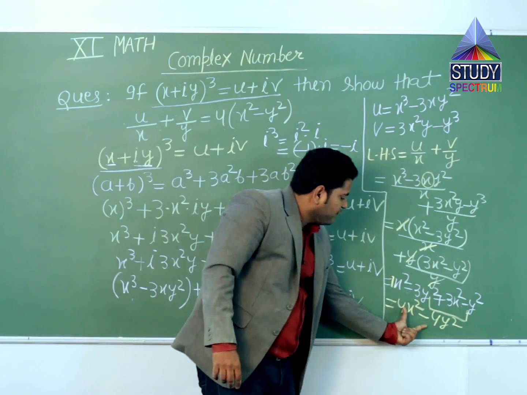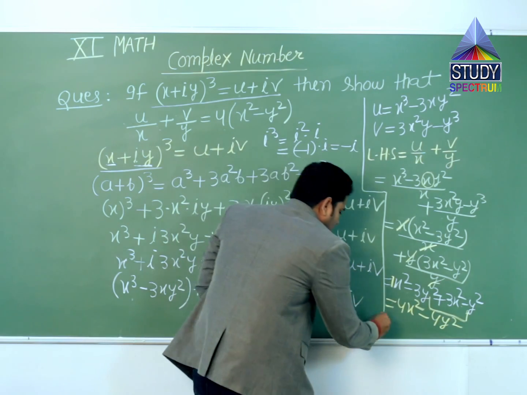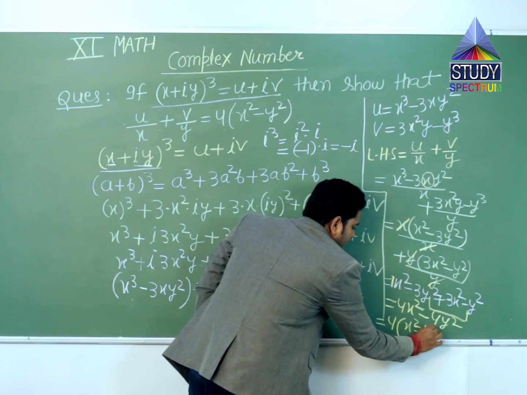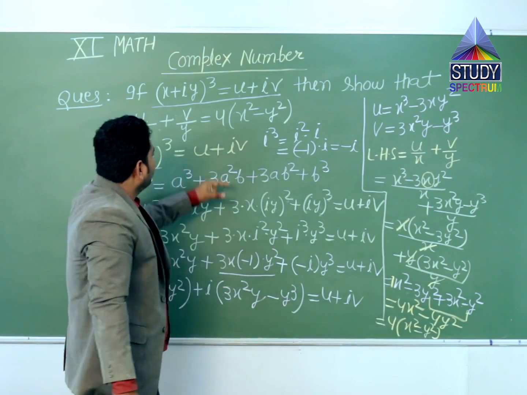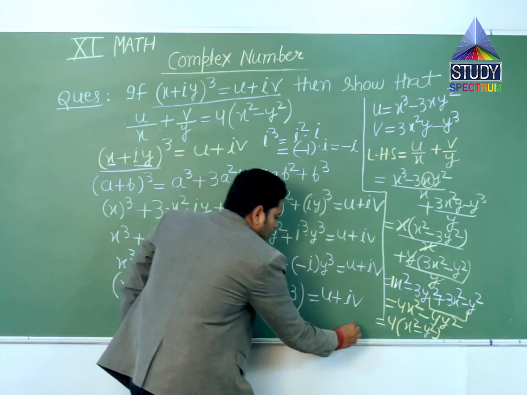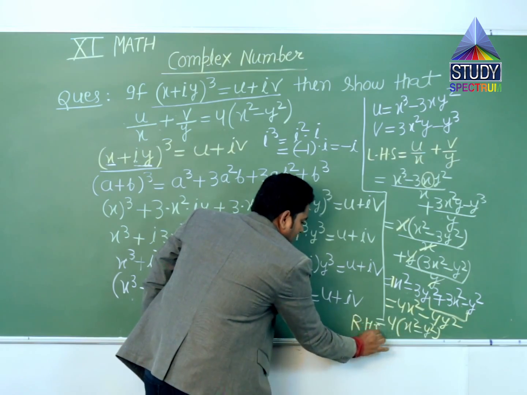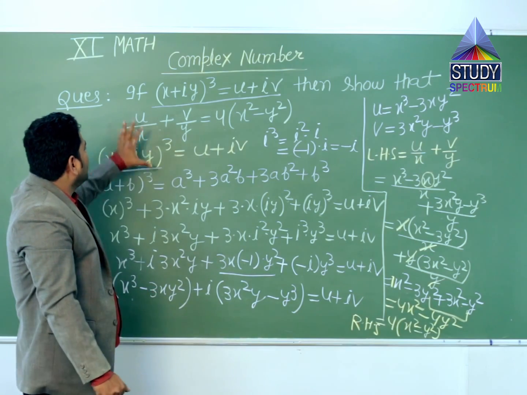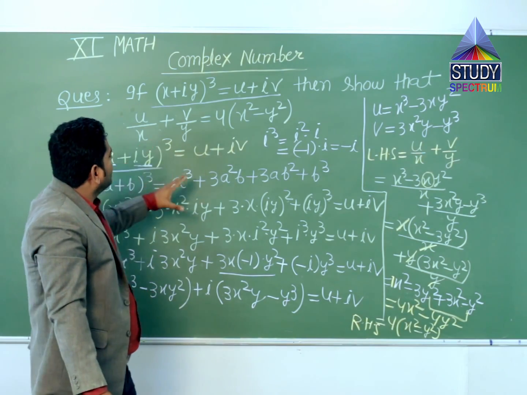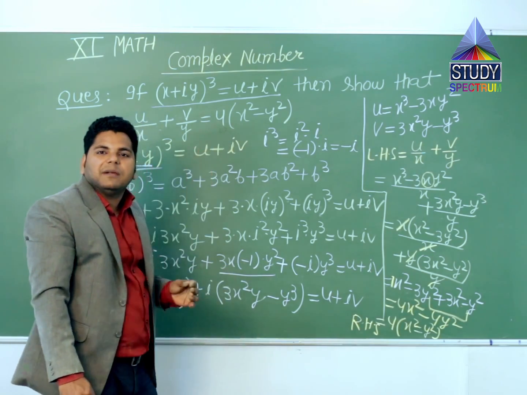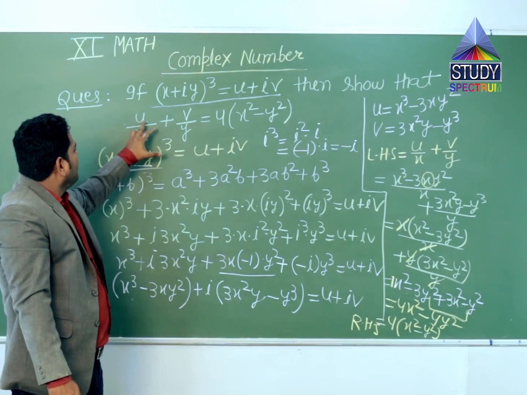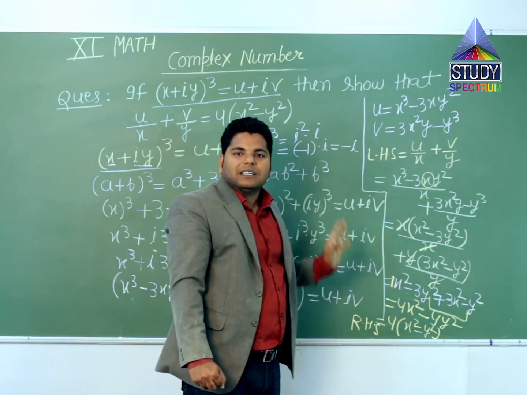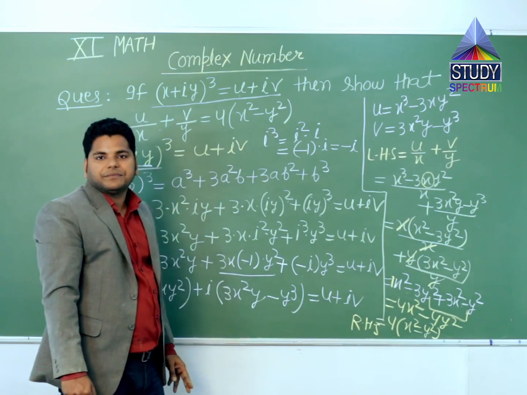So we can take 4 common, so 4 into x square minus y square, and this is our RHS, and this is equal to RHS, hence proved. Okay, so in this question we have started with LHS, and if you observe, RHS is free from u and v, so we put u and v in terms of x and y, and we have found u and v in terms of x and y.